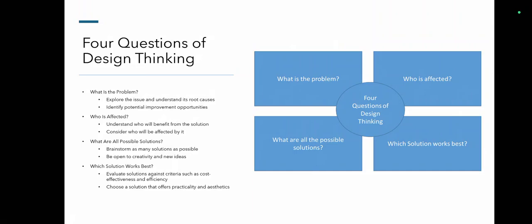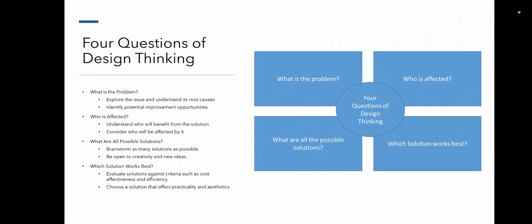What is the second step? Explore the issue and understand the root causes. So why has the problem occurred in this industry? Why is the problem there in the institution? After that we will look for the solution to the problem. So the first most important question is, what is the problem?